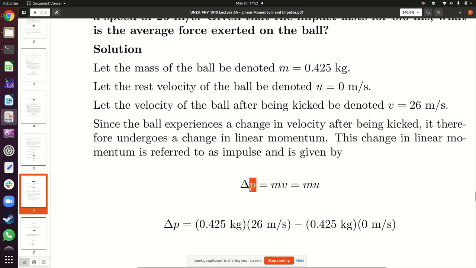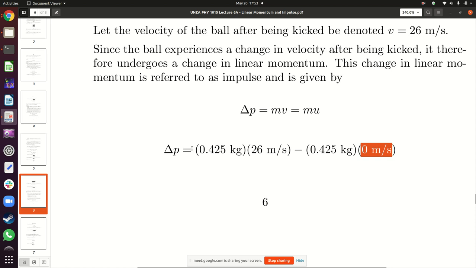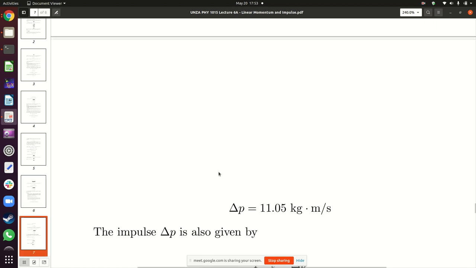So in this case, delta P, which is the change in linear momentum, is equal to the mass, which is 0.425 kgs times the final velocity of the ball when it's kicked, which is 26. That's what you have here. So you have got the mass of the ball multiplied by the final velocity of the ball, which is 26 meters per second, minus the mass of the ball, 0.425 kgs, multiplied by the initial velocity of the ball. The ball was at rest when it was kicked, so the velocity was 0 meters per second. So when you work out this change in momentum, you end up having this. Change in momentum is equal to 11.05 kg meters per second.